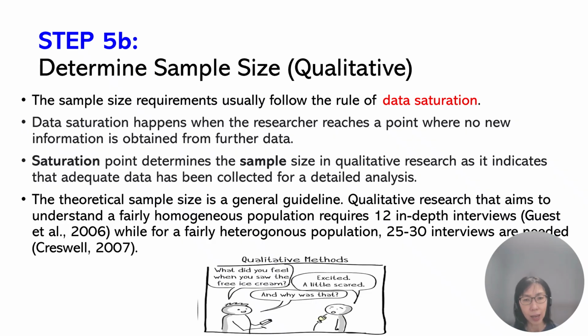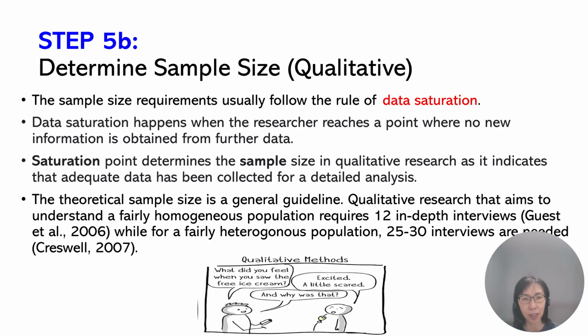Overall, there are some suggestions and guidelines by past researchers. According to Guest and colleagues in 2006, if you have a population that is very homogeneous, most of the time 12 in-depth interviews will reach data saturation. On the other hand, assuming that your population is fairly heterogeneous, then you will need 25 to 30 interviews in order to reach the data saturation point.